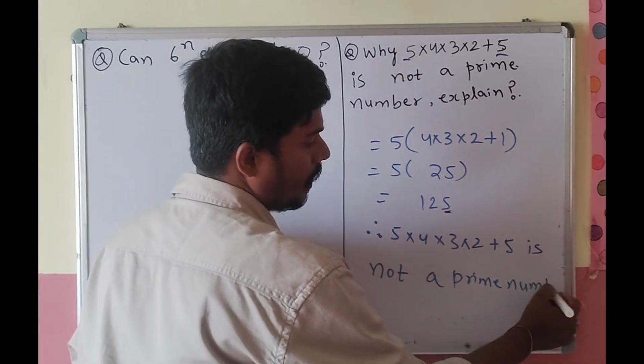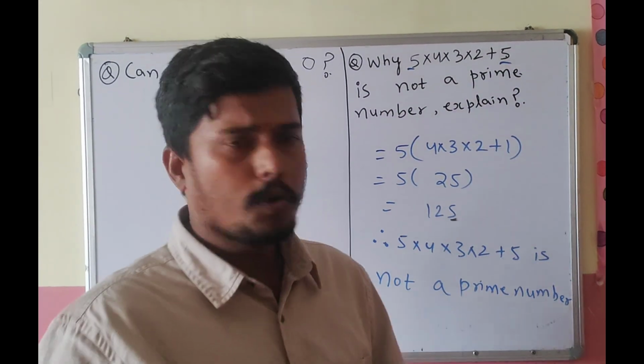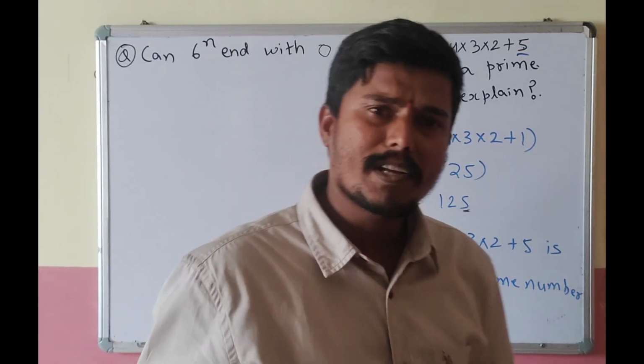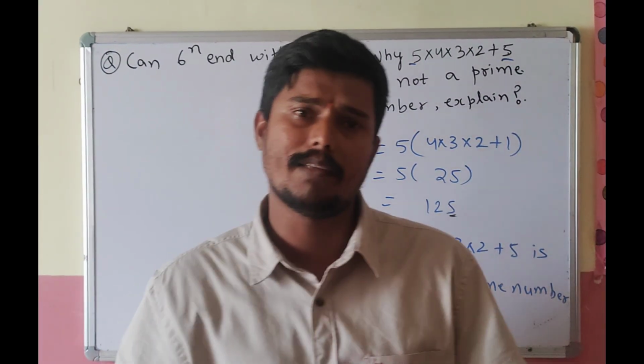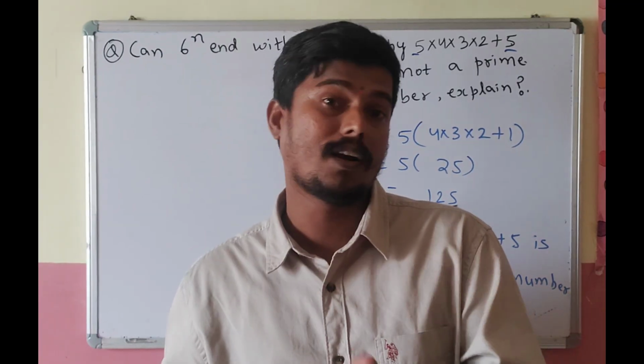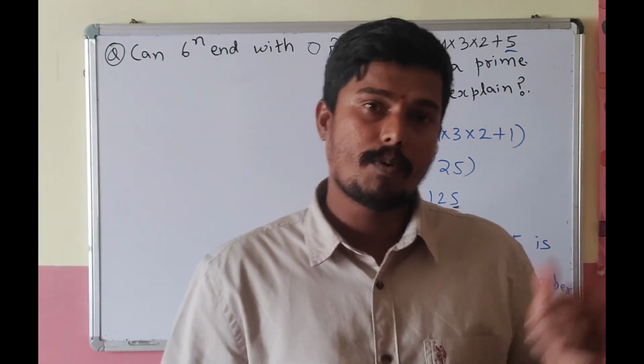And the same question they may also ask you to prove that it's a composite number. Again the same explanation: prime has only 2 factors whereas composite has more than 2 factors. What are they? 1, the number itself, and another factor or factors. So this is about this question.